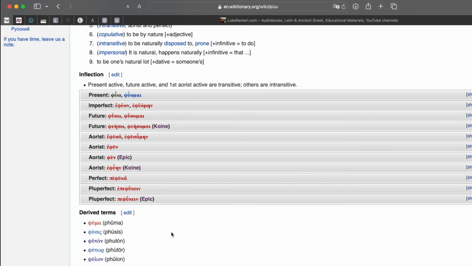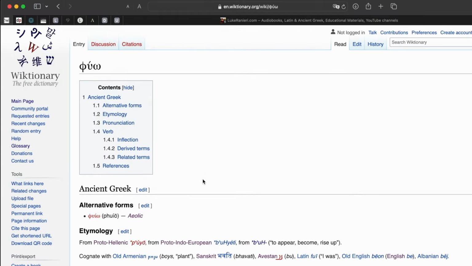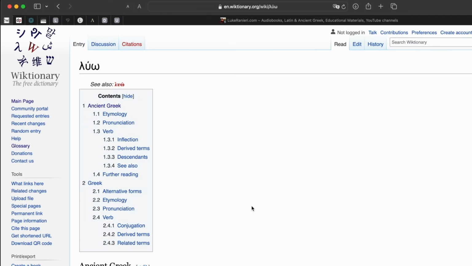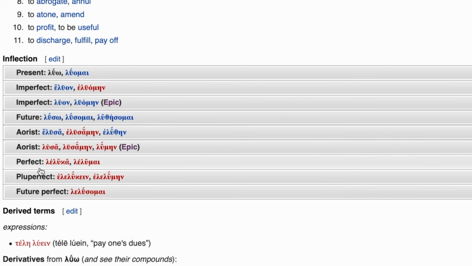Usually the root of the word, its vowel is going to be consistently long or short, and sometimes they switch around, like this lovely word. Luo as well, just to show you, long in the present, and it's long in the aorist, elusa, and in the future, but the perfect is deluka. But the future perfect is delusamai. So with these variations, how do we pick this up?